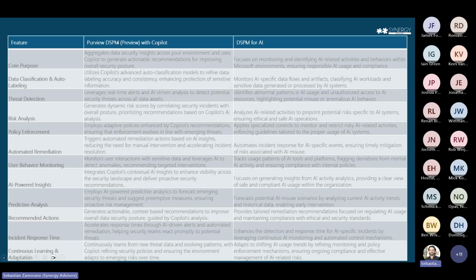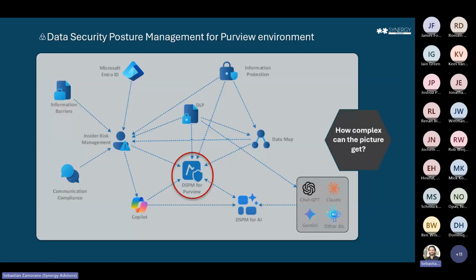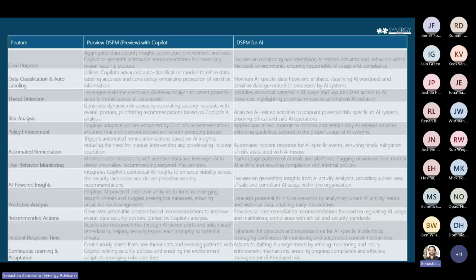And the Purview DSPM uses the Copilot capabilities, the AI capabilities, to have this complete overview and start recommending some new DLP policies, some new insider risk management policies, and several other improvements that we can make in our tenant to go forward and generate a better security baseline for the data.